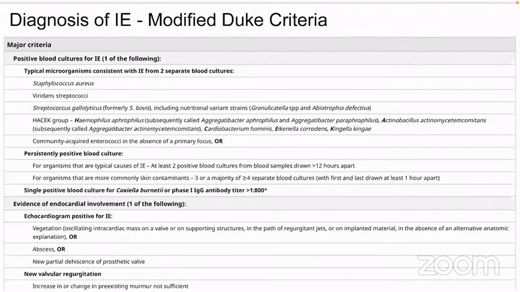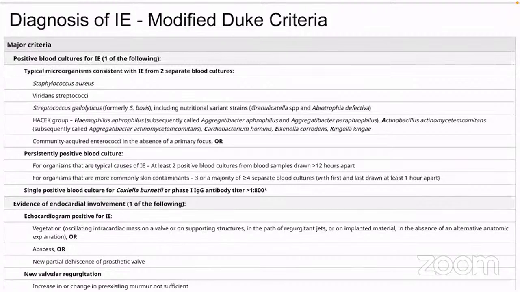Moving on to the diagnosis, the modified Duke criteria. There are major criteria and minor criteria. For the major, mainly are two: positive blood cultures. The second is evidence of endocardial involvement. For the positive blood cultures, typical organisms consistent with infective endocarditis from two separate blood cultures: Staph aureus, Streptococcus viridans, Streptococcus gallolyticus, HACEK group, and community acquired enterococci.